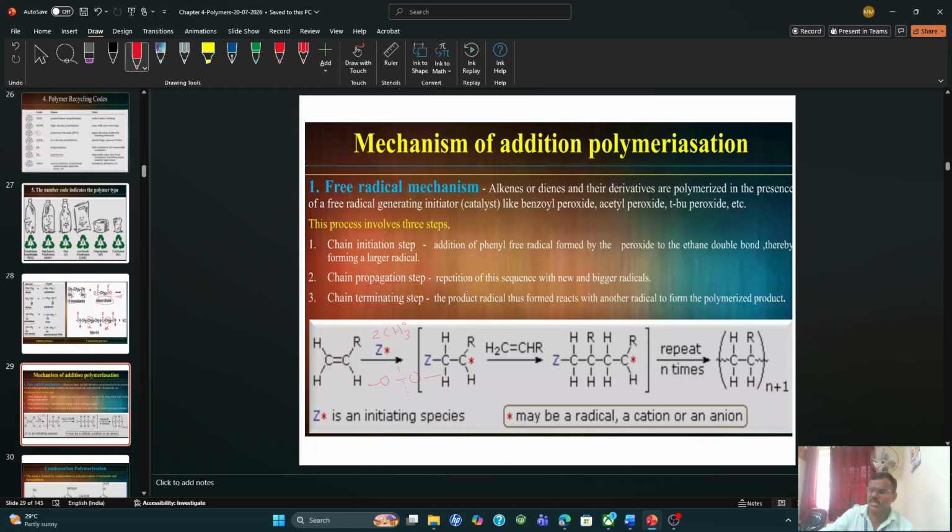What is initiation? The reaction is getting initiated. That means the catalyst, that is peroxides, will give us an alkyl radical or aryl radical. That radical will go and attack the monomer. We get a monomeric species attached to the initiator that has an end terminal radical species.